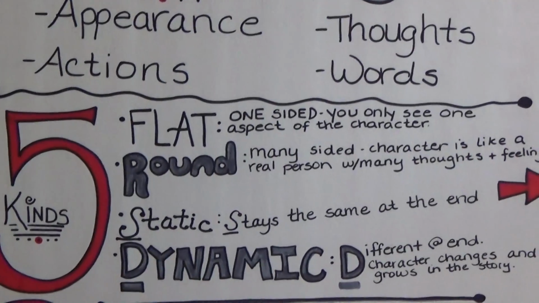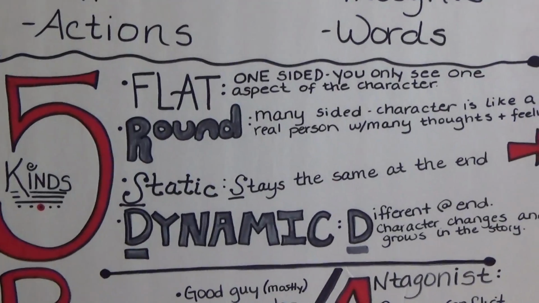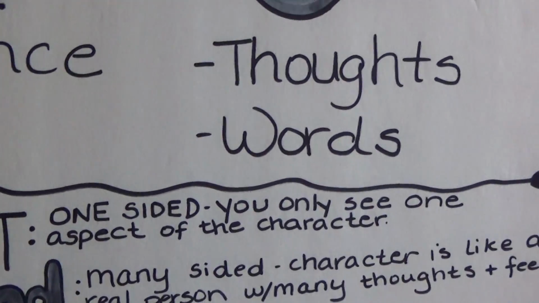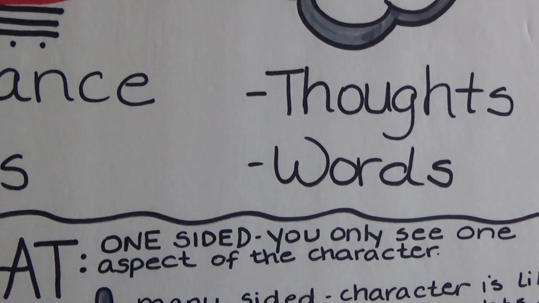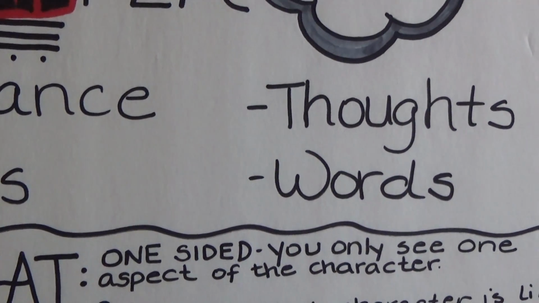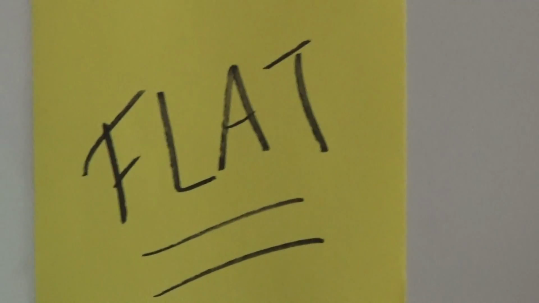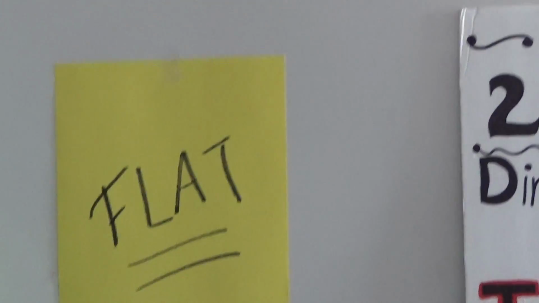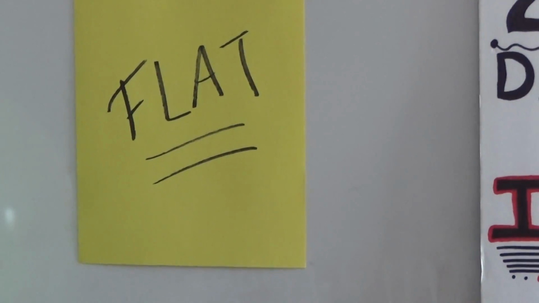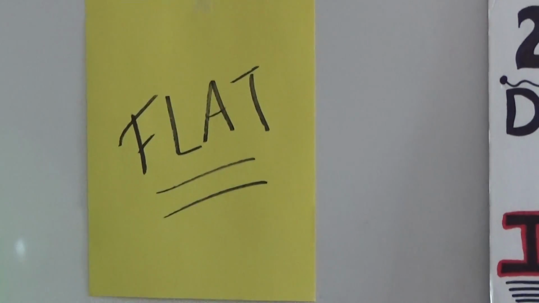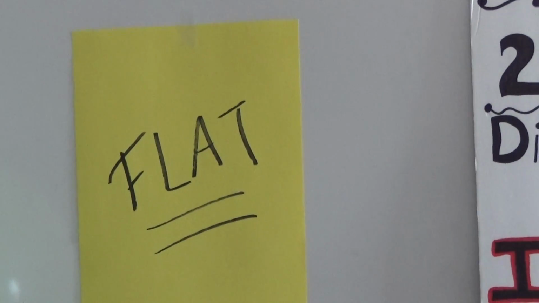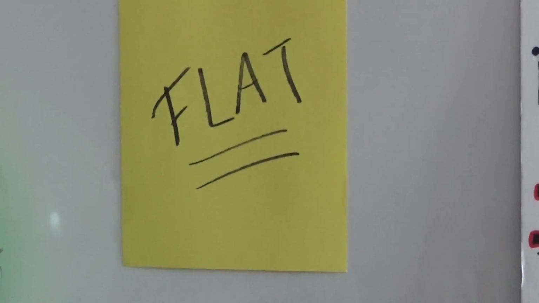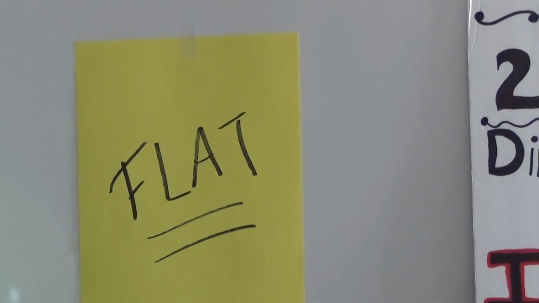5 types, and they're opposites of one another. So, a flat character is one-sided. You only see one aspect of the character. So, just like this piece of paper is flat and you only see one side of it, a flat character only offers you one side of the character. You only need one side of a flat character in order to move on in the story.